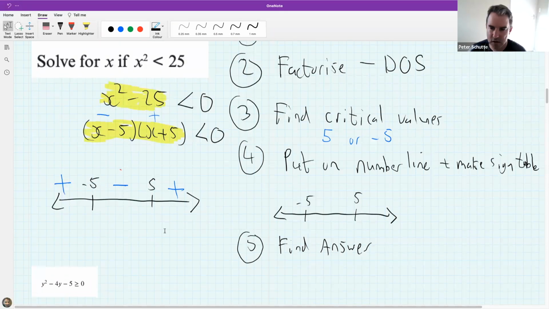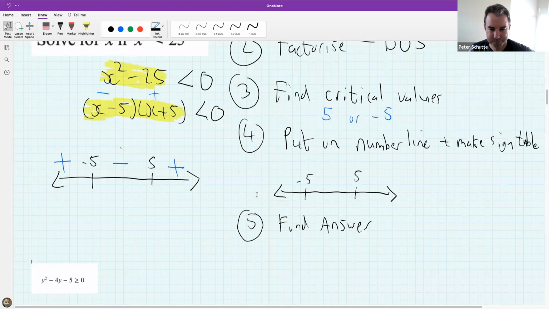Good afternoon, sir. Hey, how's it going? I'm good. Sir, I have a question. I wanted to ask that in between the critical values, is it always negative or can it change and be positive? No, it can be different. So if I had started with the negative here, this would have been positive and that would have been negative.